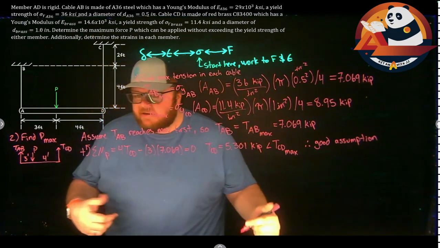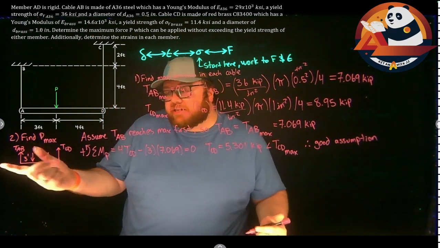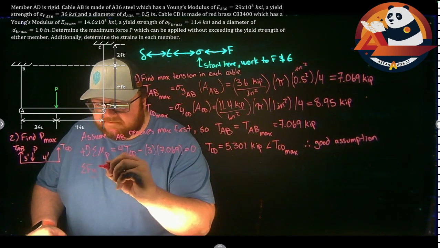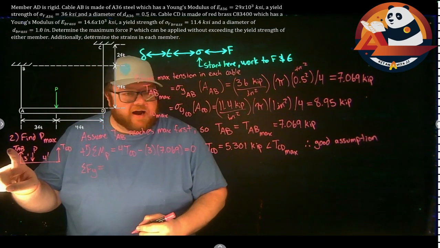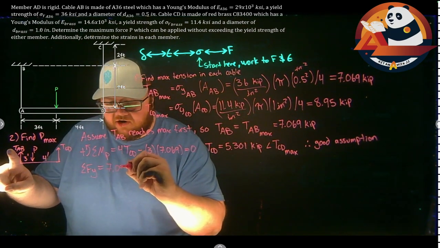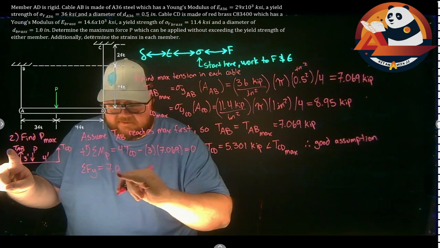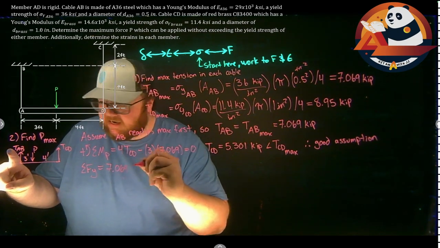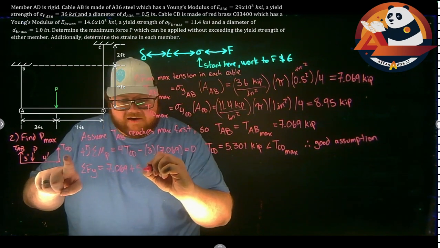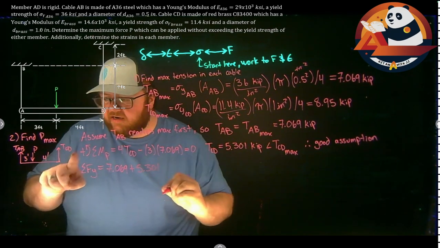But if I know that, I can then come in and just sum forces in the Y to figure out what's my force P that got us there. So summing force in the y. I have TAB, we know that's 7.069. I have TCD, which we just found was really 5.301, minus P.